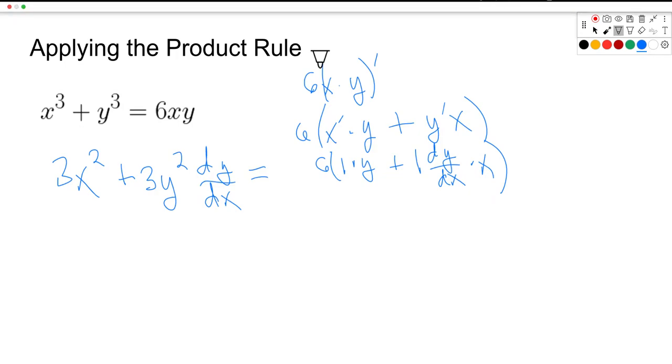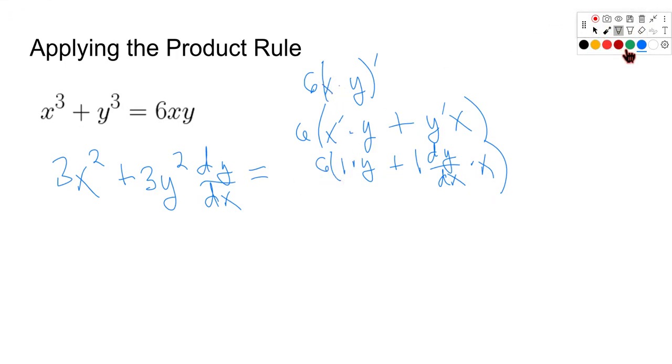Okay, maybe I'll rewrite it in red. So it really becomes 6y plus 6x dy/dx on this side. If I left myself a little room, it'd be up on the line. We've got the derivative part done. Now we just need to solve for dy/dx.